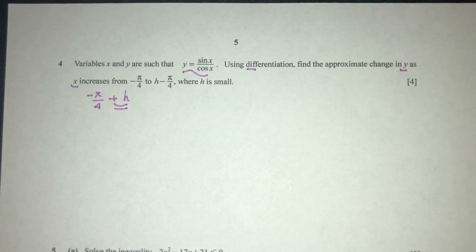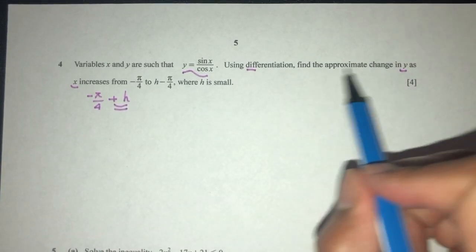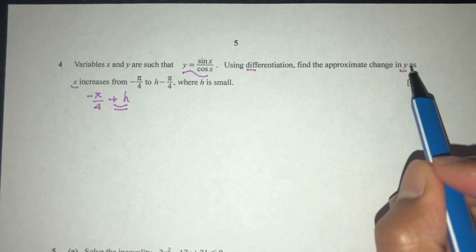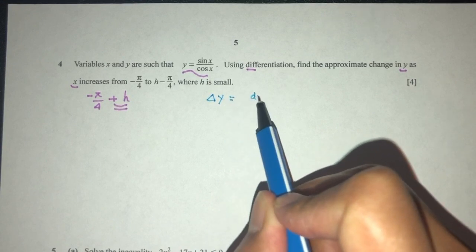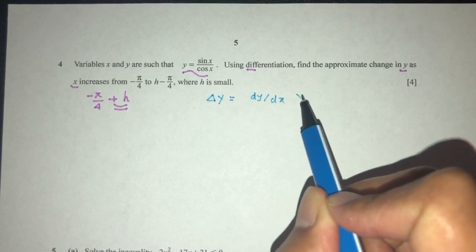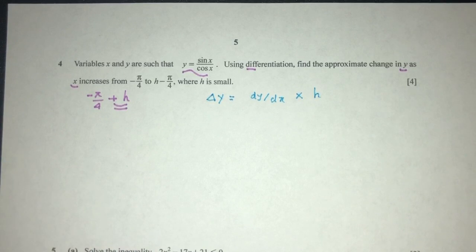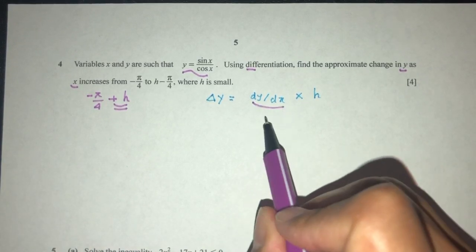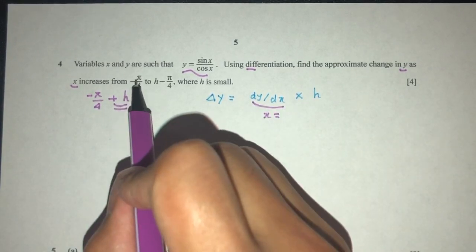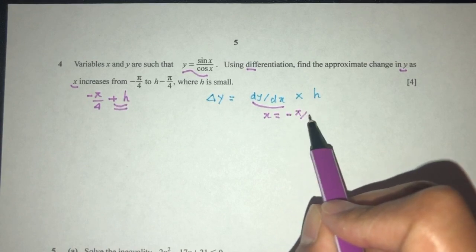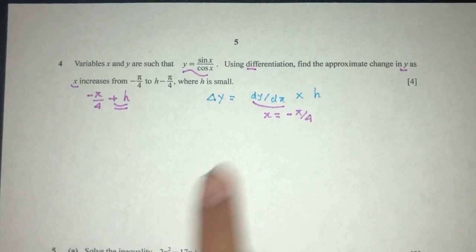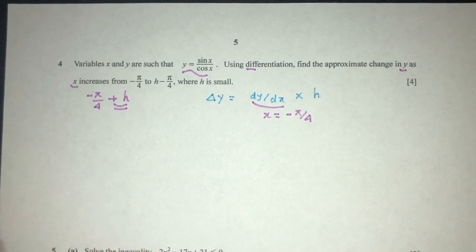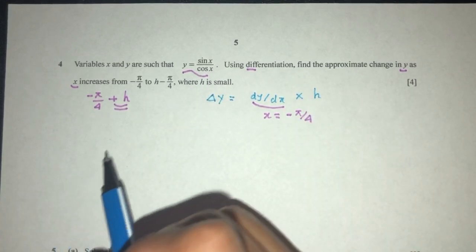Now, pretty easy. How do you find the approximate change in y? So it is equal to dy by dx times the change. So let's find this one at the value of x equal to the initial value, minus pi over 4, not root. So we have to find dy by dx at this value. So let's find that. Using differentiation, what is dy by dx?